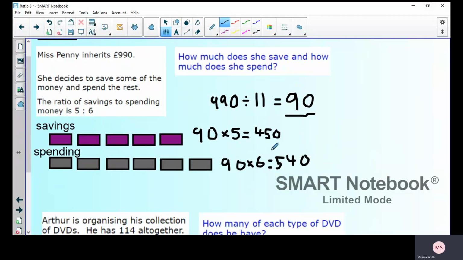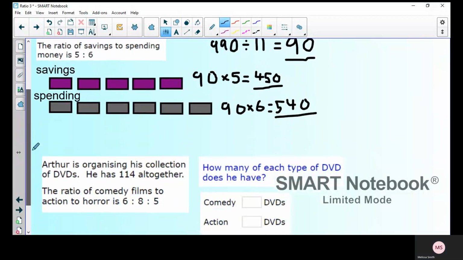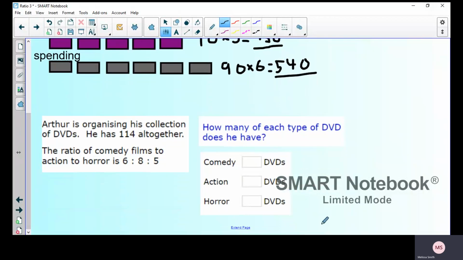And then I can check my answer by adding these two together and ensuring that they equal 990. So if we partition 500 add 400, that's 900, add 50, that's 950, add 40, that's 990. So if you're confident with that, you can pause the video and have a go at this one, otherwise we'll go through it together.